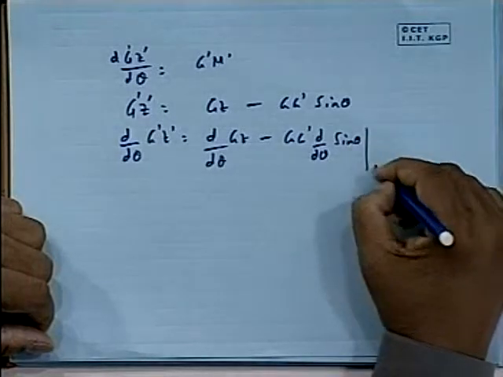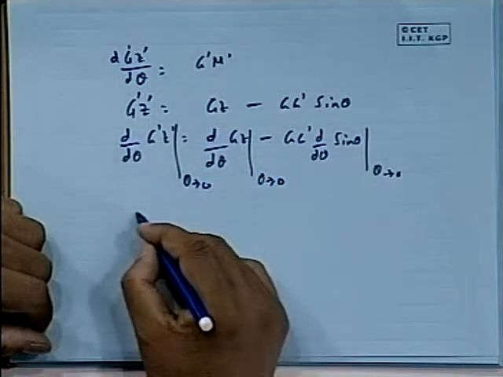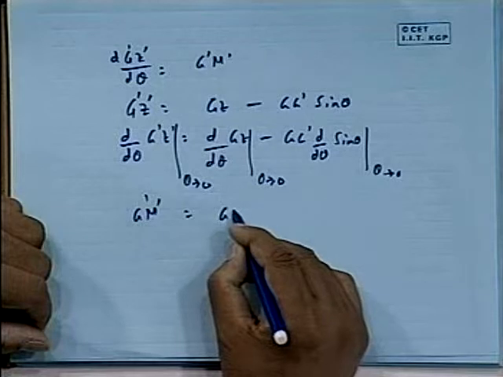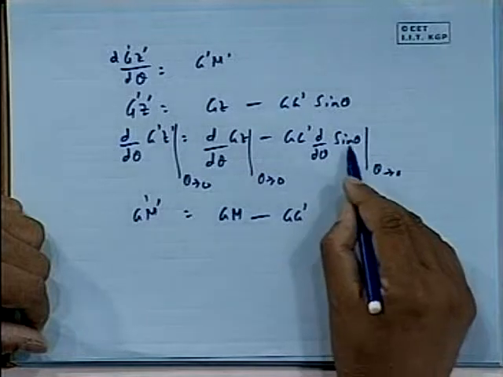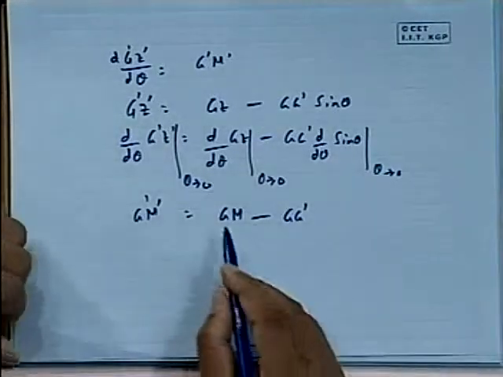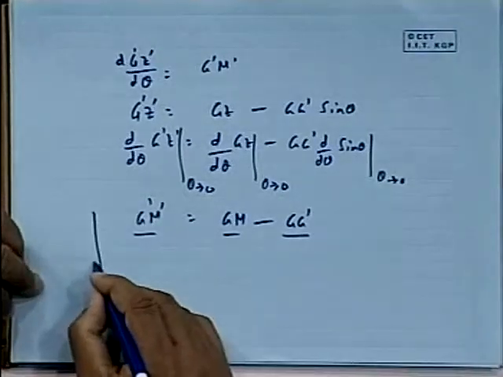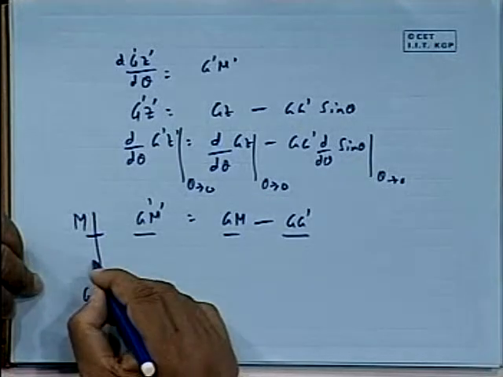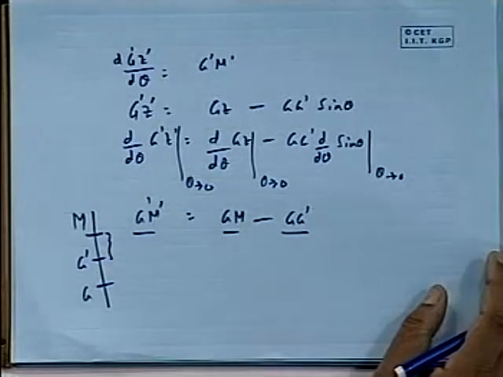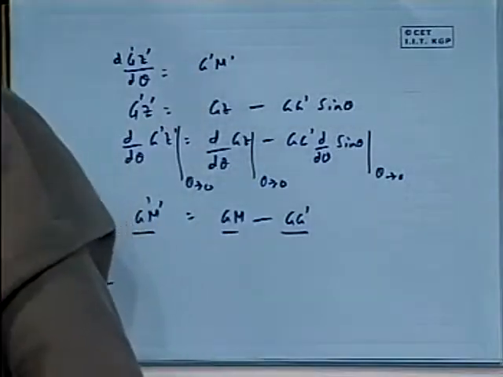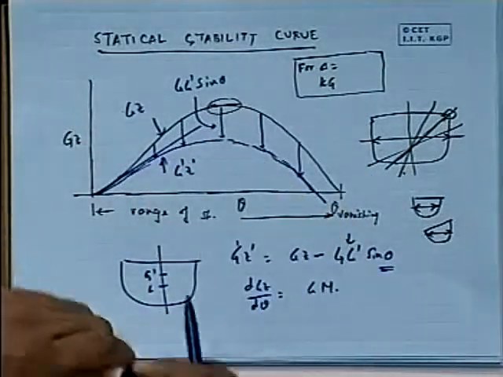We are doing this at theta tending to 0. So this is my GM original, minus GG dash, because d by d theta of sin theta is cos theta, and at theta 0 it becomes 1. Therefore GM has reduced by GG dash. That is exactly what happened earlier also, no? If my M was here, G was here, and I raise G, then my GM is reduced by this much amount. So this is also proved from the theory. And if I bring it back, see the slope, the original slope was this black line.